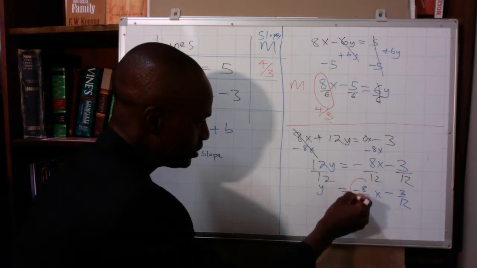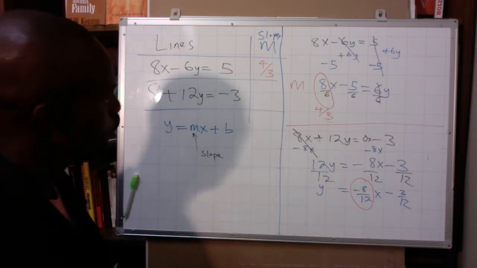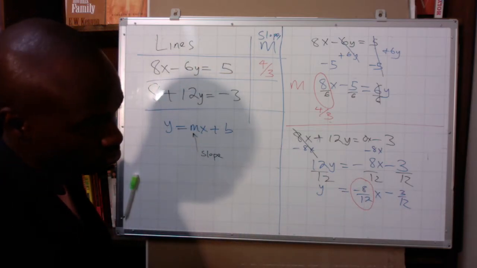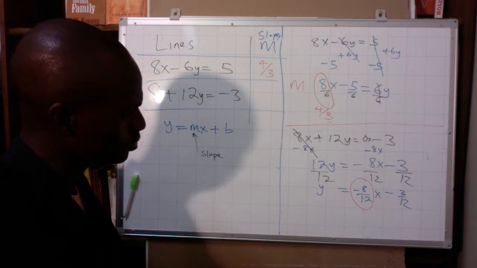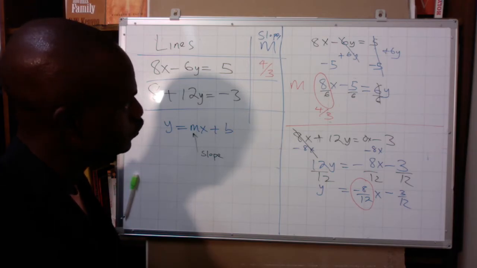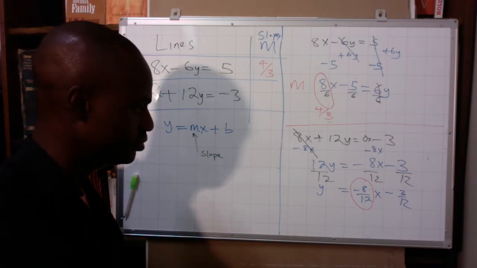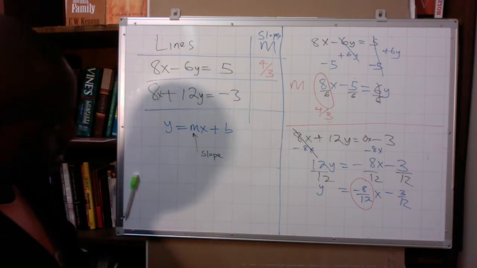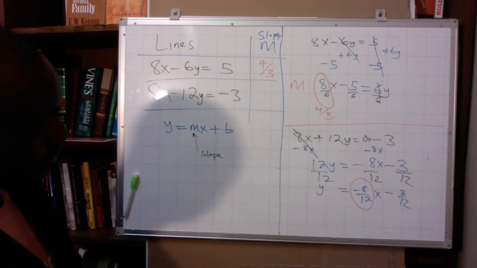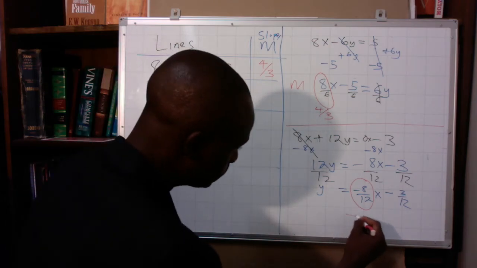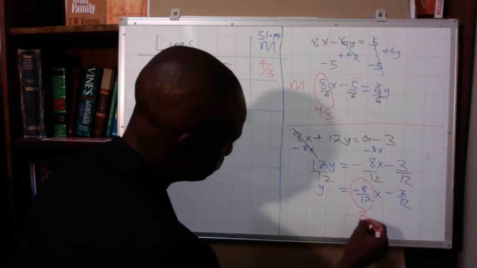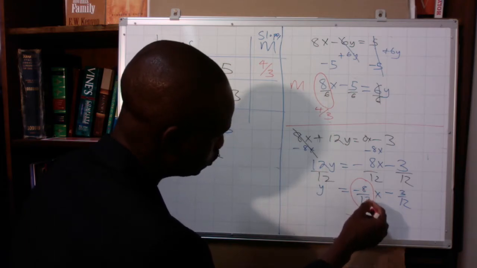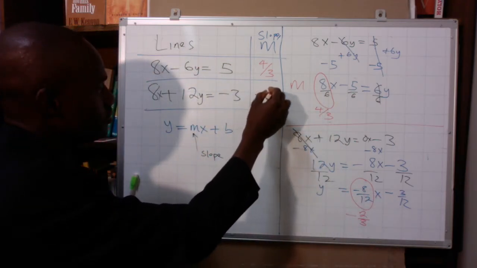And right here, this is it. If we reduce to lowest terms, divide by 4. -2/3. Yes, it is. 4 into 8 is 2. So that's -2/3 right here.